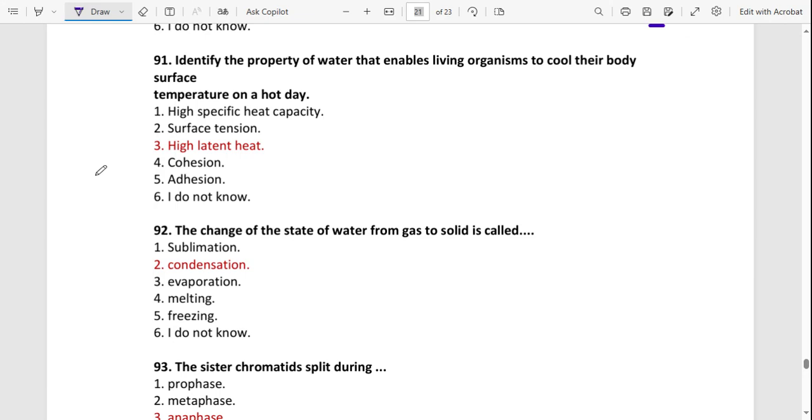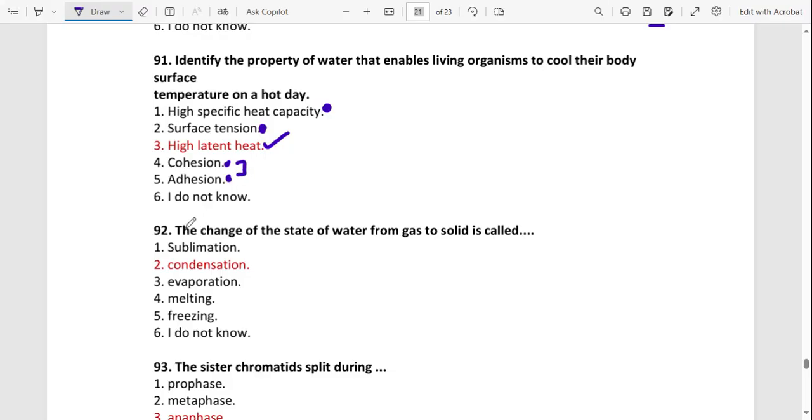Identify the property of water that enables living organisms to cool their body surface temperature on a hot day. On a hot day, it is the heat of vaporization, and it is hidden, so we call it latent. That's the meaning of hidden. Water has a high latent heat of vaporization. By the time you lose water, you've lost a lot of heat from your body. Heat capacity is important in maintaining a constant internal environment. Surface tension is important for the movement of insects. Cohesion and adhesion together are important for capillarity, moving water up a tube.